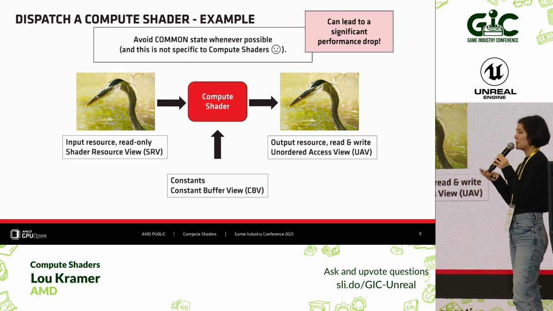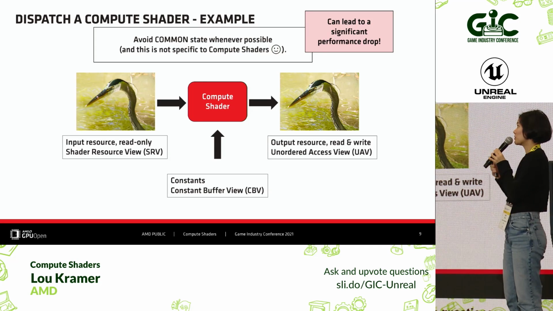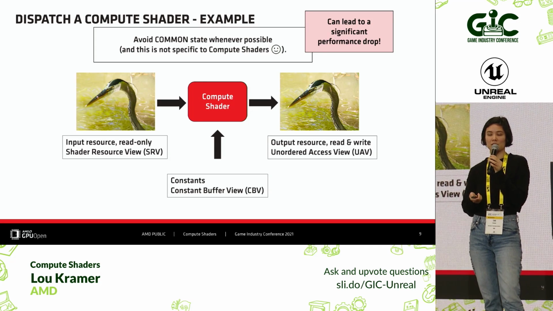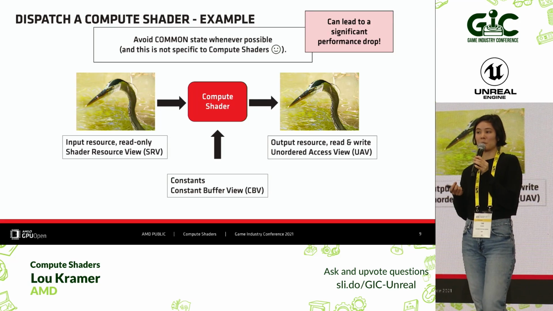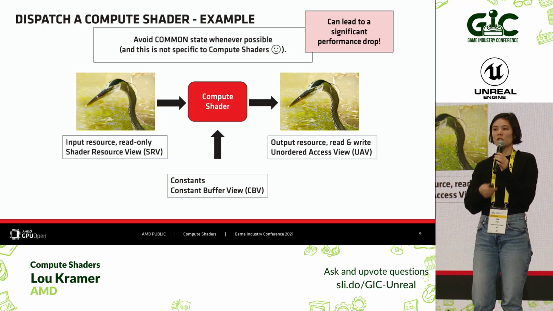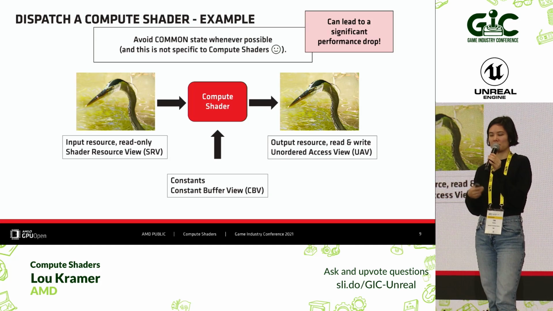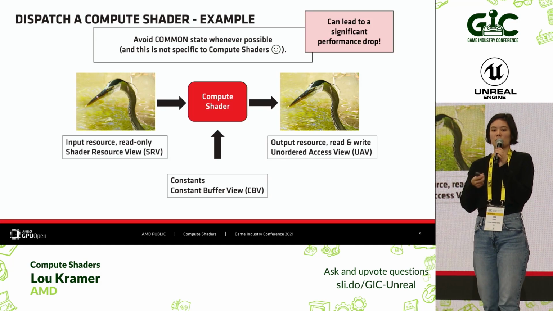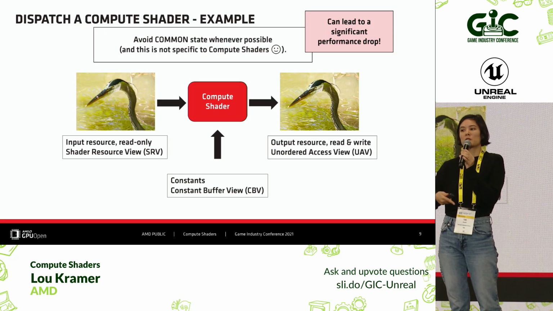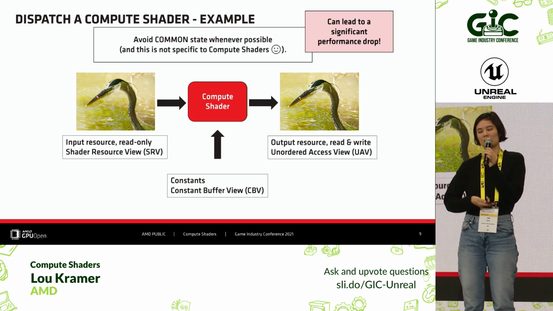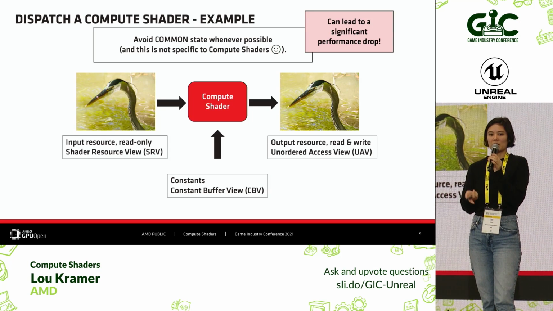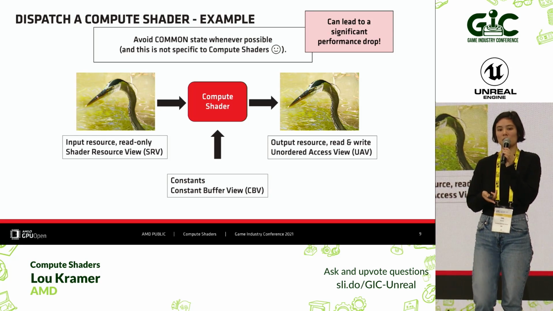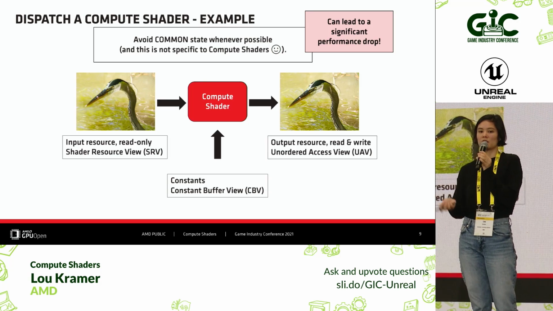One hint here, please try to avoid to transition to the common state, because this can have an impact on performance. And this is not specific to compute shaders, but I still think it's worth mentioning it. If you're already in common state, then just stay in common state. But if you're not in the common state, it's better to transition to, for example, the non-pixel shader resource compared to common state.